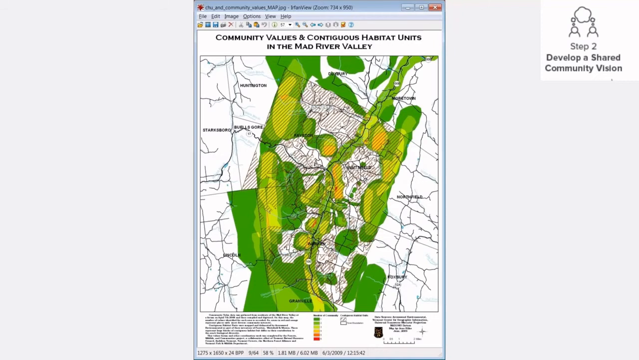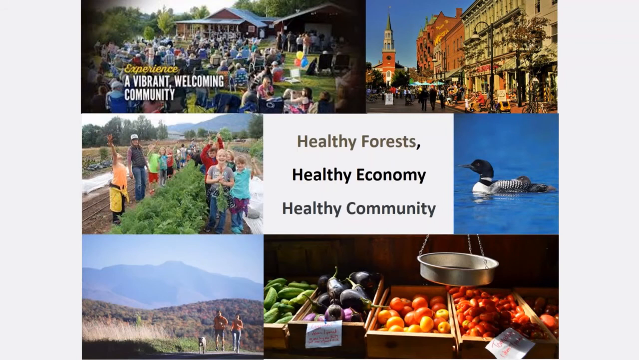Now, the main thing, though, is to really take it back out a step and think about how these healthy forests in a community are part of a healthy economy and healthy community. Because, of course, the reason we're doing this is to maintain the health of the forests so that it maintains the health of the communities that we love.